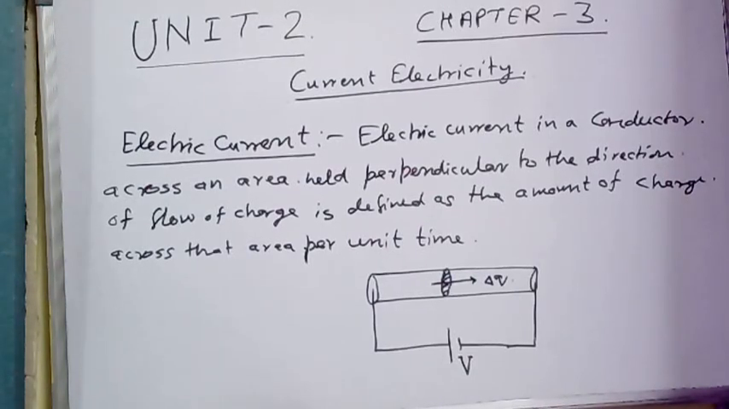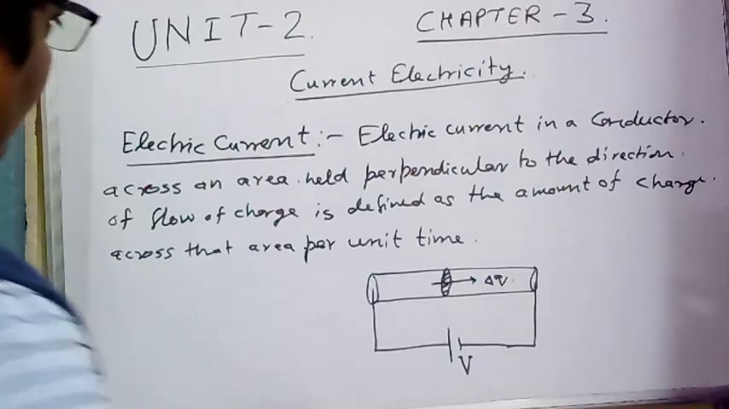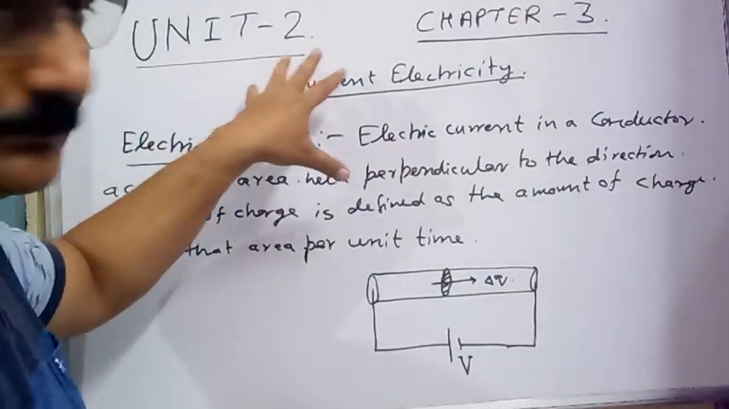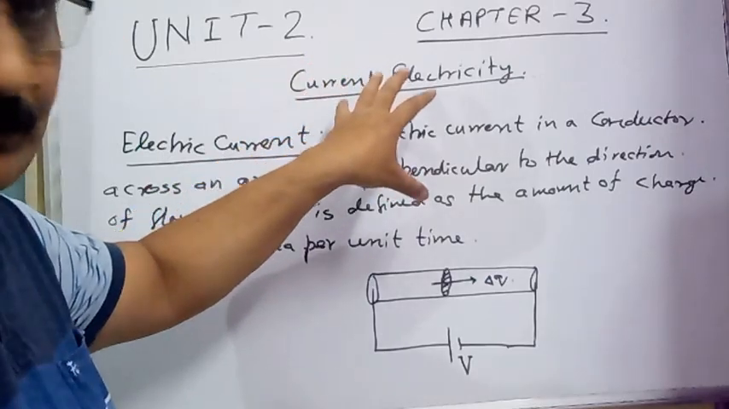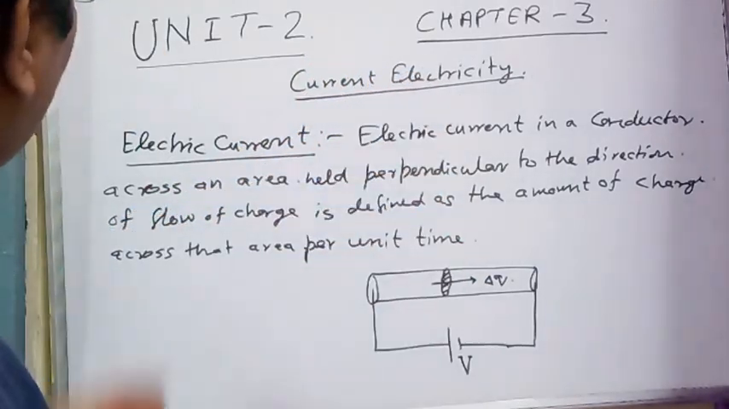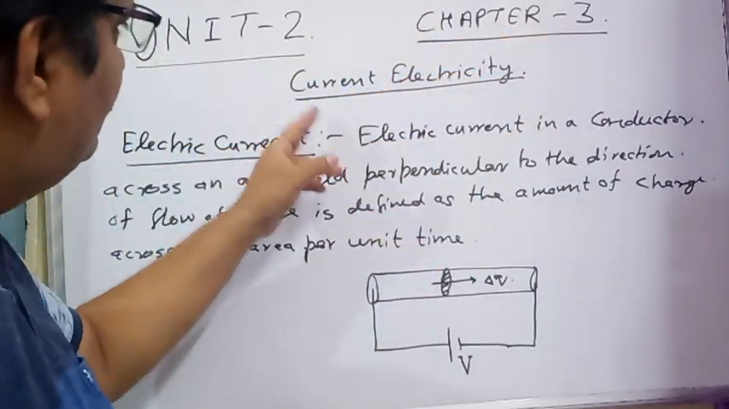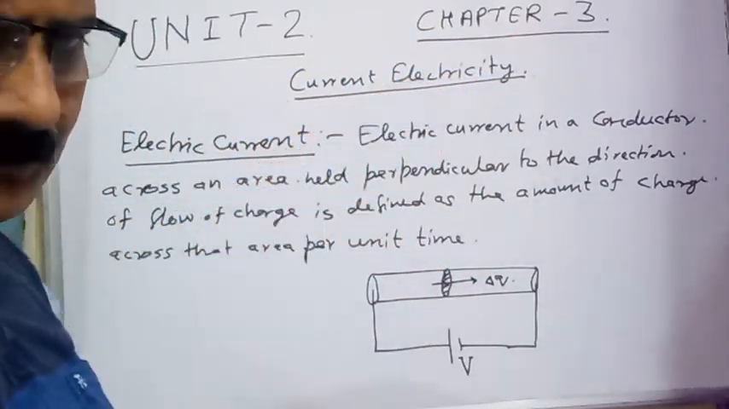Good morning students. With the previous video, which was the last of chapter 2, electric potential and capacitance, video number 15, we have completed that chapter. With this new video we are going to start the second unit of the CBSE syllabus for class 12, unit 2, and chapter 3. The name of the chapter is current electricity.